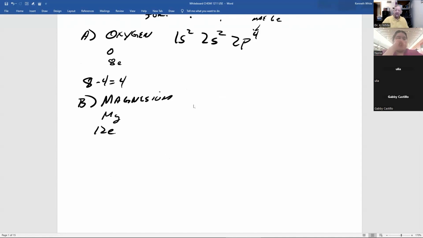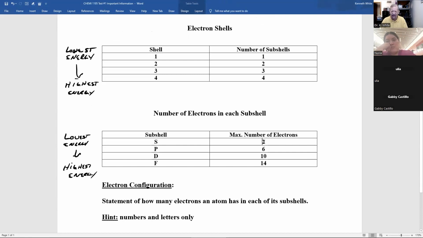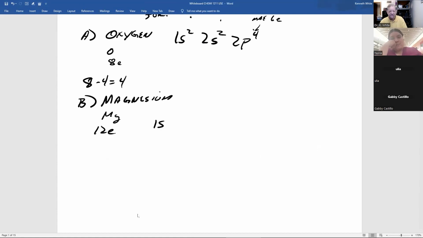Well, we're going to fill the first shell, 1, and shell 1 has 1 subshell. And that lowest energy is 1s. How many electrons can you put in the 1s or any s subshell? And the answer is 2. Well, I'm going to do that. I filled that up, and shell 1 only has 1 subshell, 1s. I can only put 2 electrons. Well, I've got to go to the next shell. And what is that?